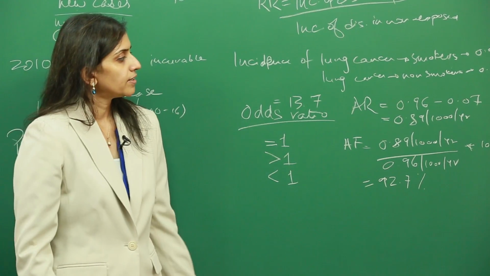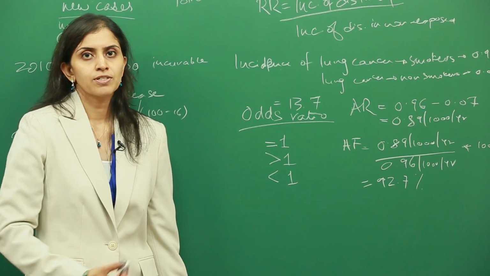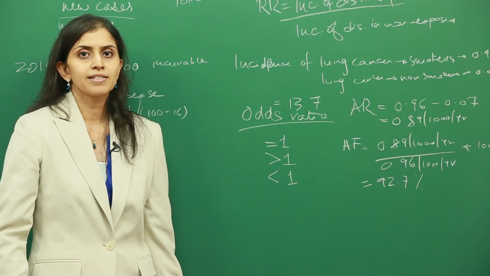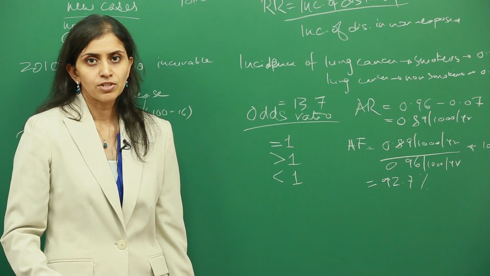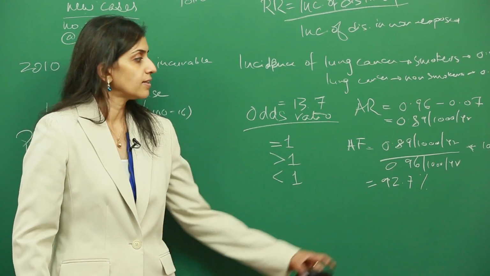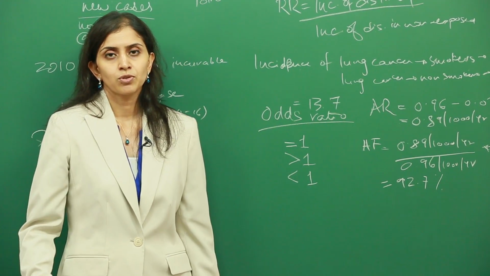So the ability to attribute a particular disease to exposure is extremely useful when you're talking about disease prevention. When we're thinking about going forward, if we want to start interventions on smoking cessation, then this kind of information, with the attributable risk and attributable fraction, can be very useful to strengthen our case.